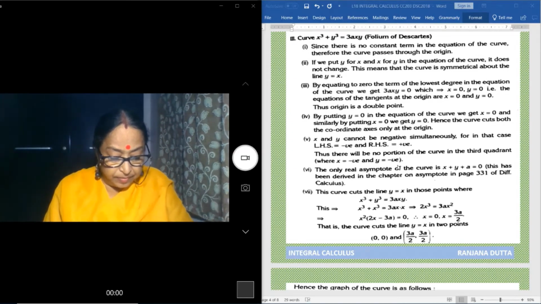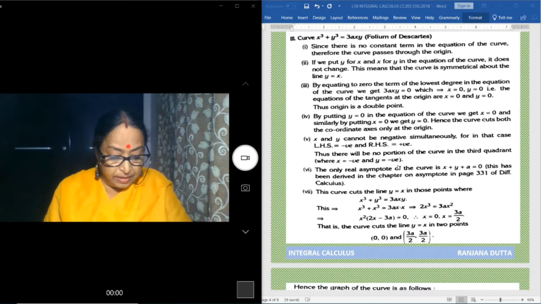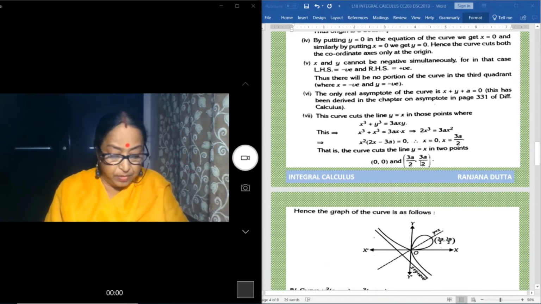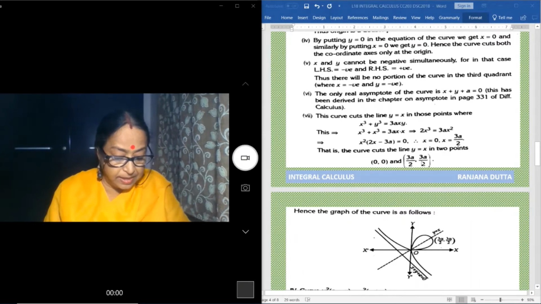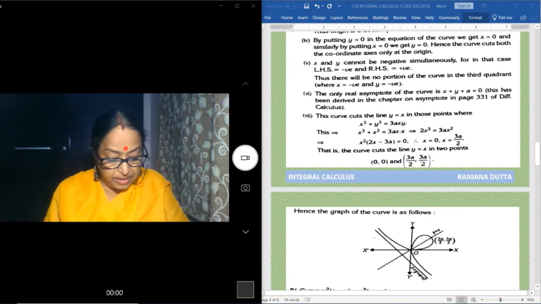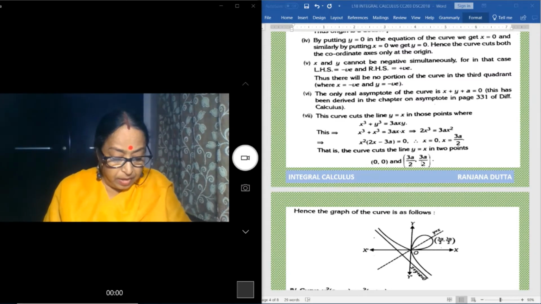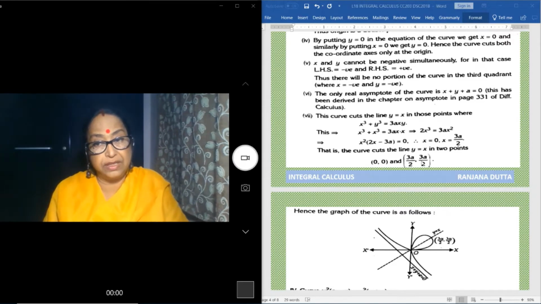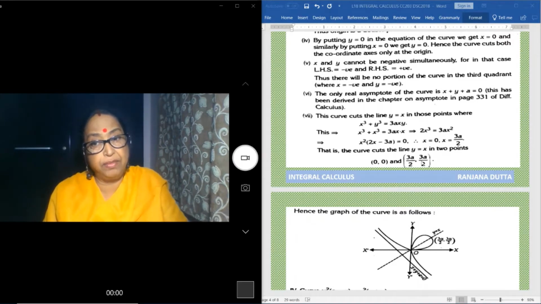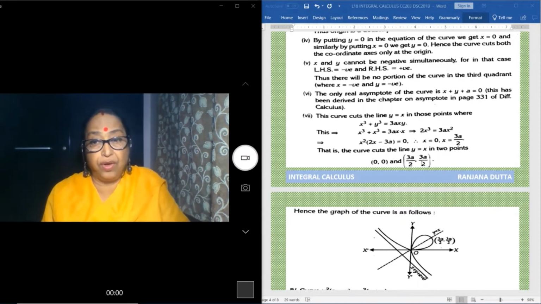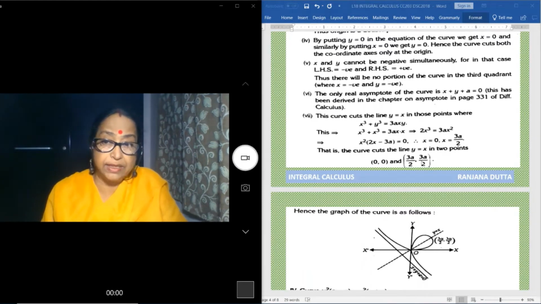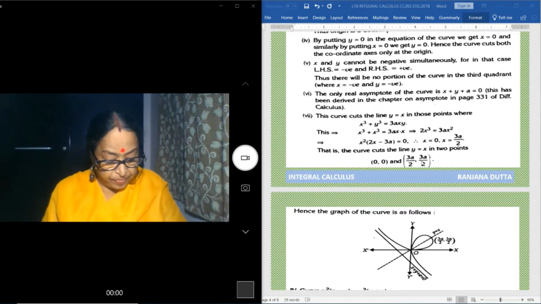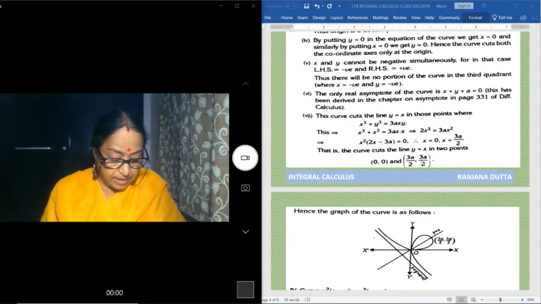Thus there will be no portion of the curve in the third quadrant where x is negative and y is negative. The only asymptote of the curve is x plus y plus a is equal to 0. This can be verified by going to the asymptote chapter of your differential calculus book.